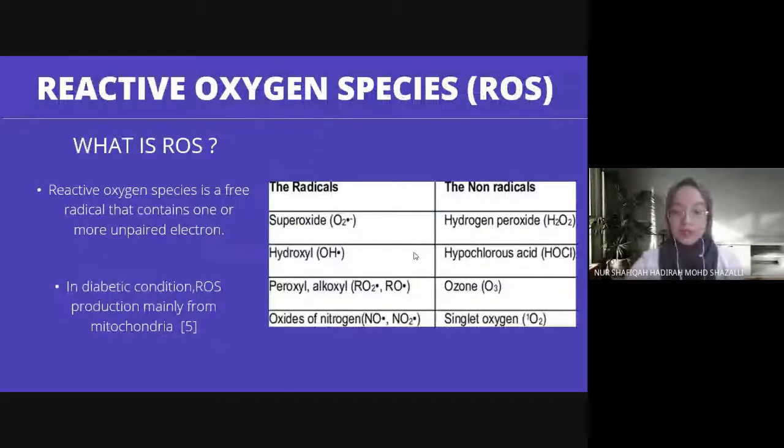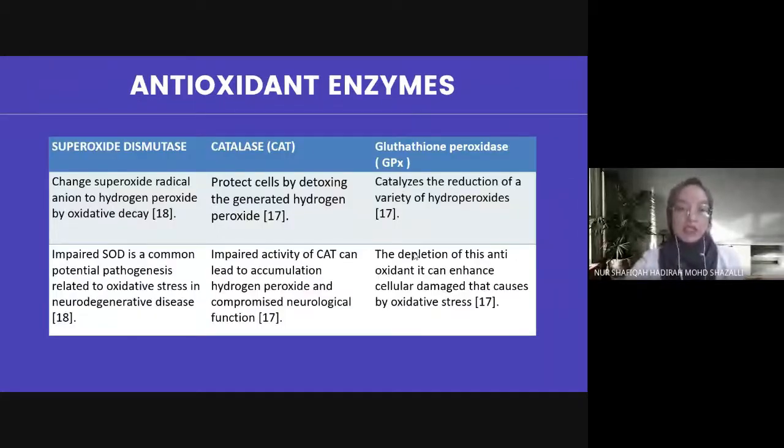What is a reactive oxygen species? Reactive oxygen species is a free radical that contains one or more unpaired electrons. This makes them very reactive. In diabetic conditions, ROS production is mainly from mitochondria. With persistent and chronic hyperglycemia, excessive ROS is induced and antioxidant enzymes are depleted.